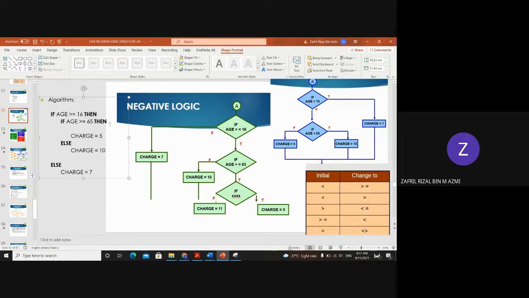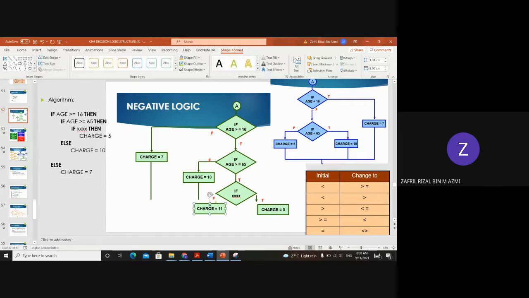So don't put it in the same line. If you put it in the same line, it means that it doesn't belong to this one. So if you want to make it belong to the h more than or equal to 65, put it slightly to the right. So this one, the condition, whatever the condition. And then if this is true, what happened? Charge equal to 5. Okay, correct. So this belongs to here.